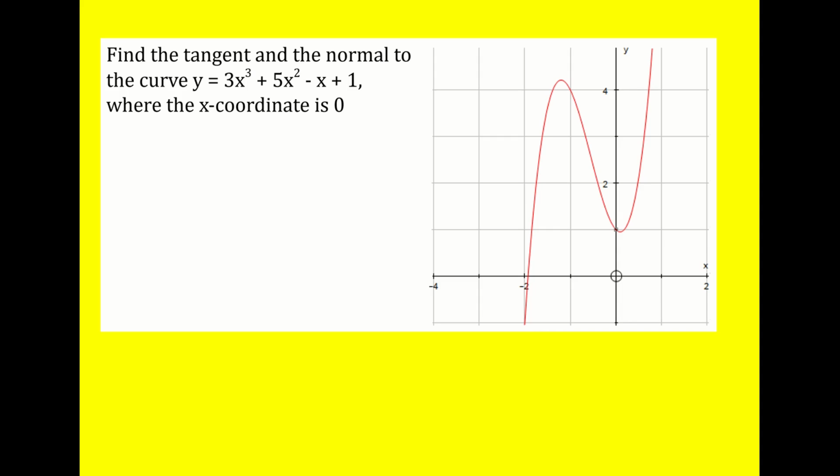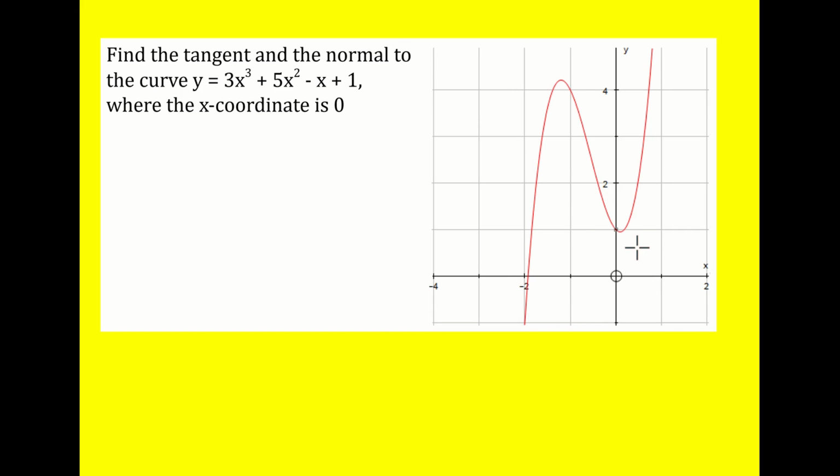You are more than welcome to pause this video and have a go at these questions and then look back after. I've talked about how you can get the gradients of the tangent and the normal. Previous lessons, we've looked at how to work out the equation of a line if you have coordinates and the gradient. So actually, this is just going to be implementing both of those. But I'm going to go through it now if you want to check or if you're not sure. Right, find the tangent and the normal. It means the equation. It doesn't actually say, but find the equation of the tangent and the normal to this curve where the x coordinate is 0.